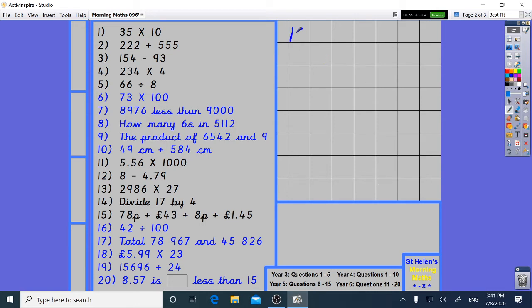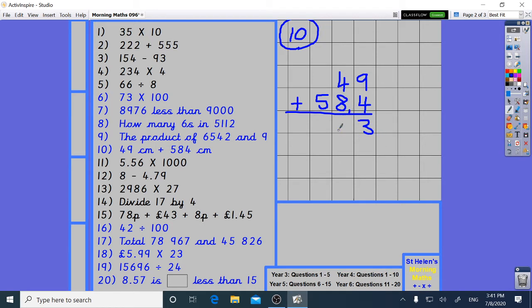Question 10. We're doing some measures. These are going to get harder over the next few days. This one is not that hard. 49 plus 584. They're both in centimetres. Of course, it would be harder if one was in centimetres and one was in metres, wouldn't it? But these are both in centimetres, so it's not too hard. You can probably guess what I'm going to do over the next few days to start making them harder.